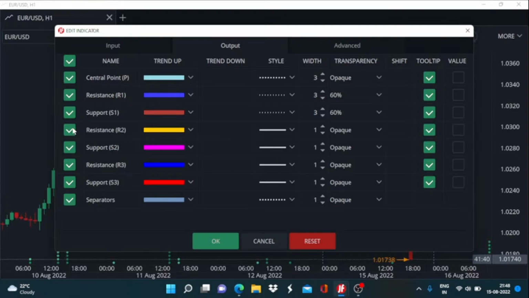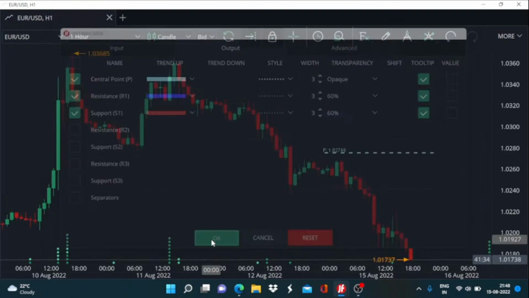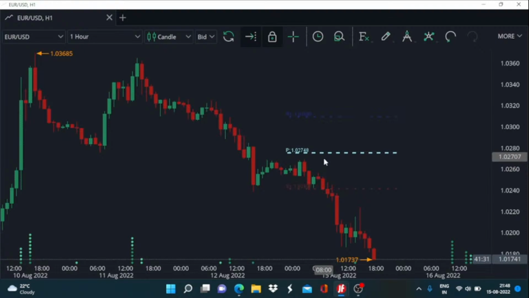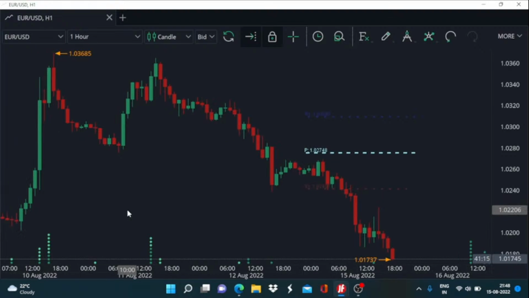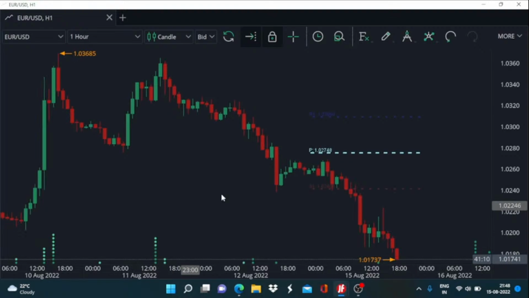and if we don't really want other levels to be shown, then we can even opt out of this. So that can also be done, and you will see that only the central point and first two support and resistance levels are plotted. If you want to use the other support and resistance levels and not these two, then you can do that as well. So it is all up to you, whichever levels you feel are going to help you and whichever levels you feel need to be ignored, the indicator can be customized accordingly.